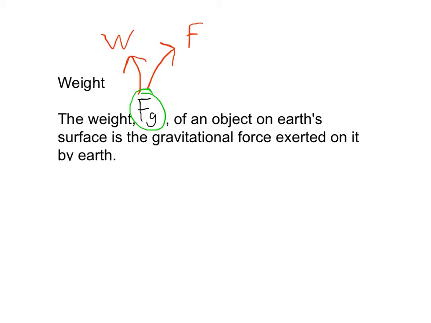The weight, Fg, of an object on Earth's surface is the gravitational force exerted on it by the Earth. So, everything that has mass causes gravity. And Earth has a lot of mass. So if you've got something near Earth's surface, the Earth pulls down on that thing with gravity. So the force of the Earth pulling down on that thing is Fg, force of gravity.